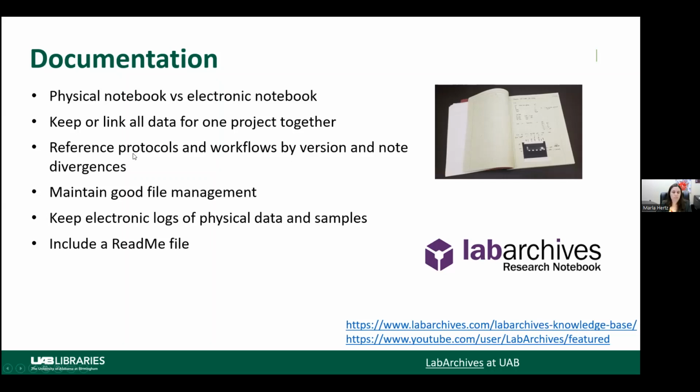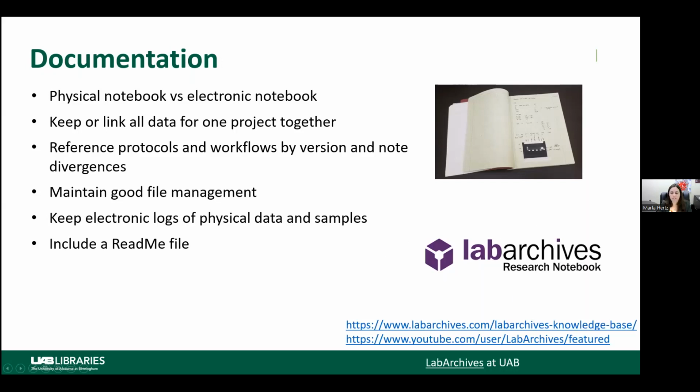And if you have a good handle on your protocols, then you can easily say, hey, I'm using Western Blot protocol version X, and I changed this and this and this. So you're not really documenting everything about that protocol, but just the key changes. And then again, integral to documentation is maintaining good file management. It's important to keep electronic logs of physical data and physical samples, and then including a README file, which I will talk about in a little bit.